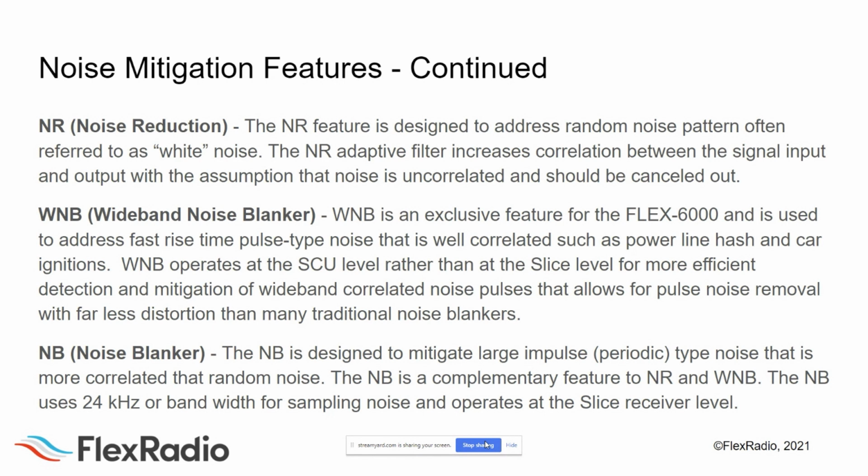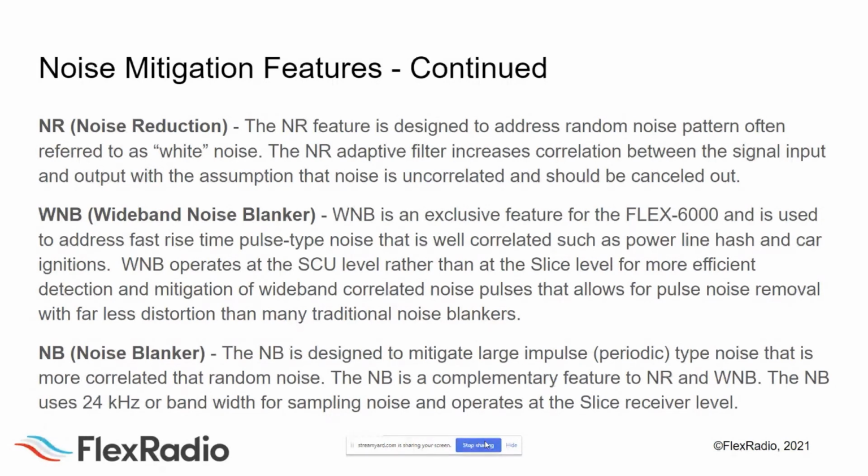We have a wideband noise blanker, which we call WNB for short, and it is an exclusive feature of the Flex 6000 and can be used to address fast rise time pulse type noise that is very broad-banded in nature. This type of noise can be periodic noise from power line hash, car ignitions. The wideband noise blanker operates at the SCU level rather than at the slice level. So it's applied to the entire pan adapter.